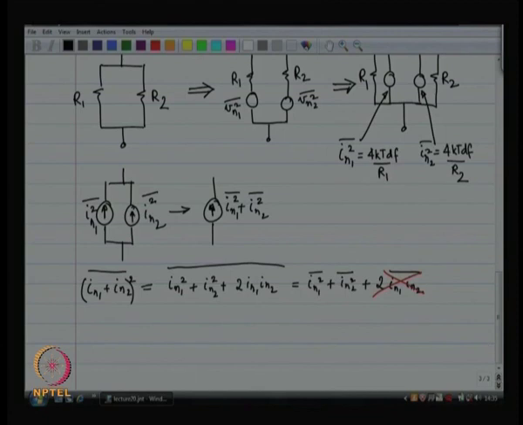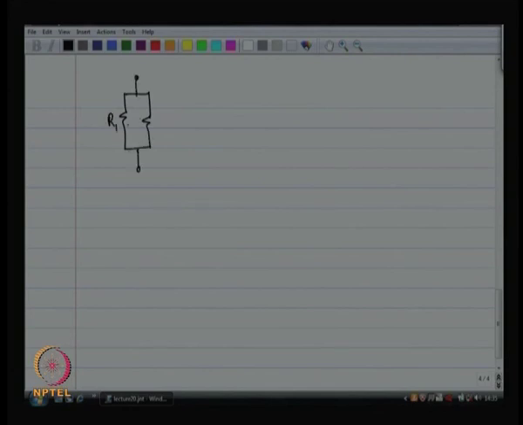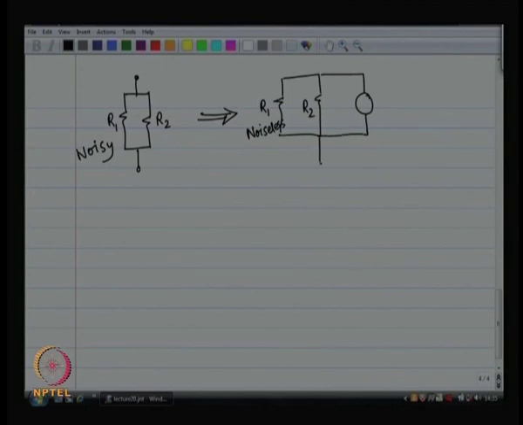So, what that means is the following, that R 1 noisy, R 2 noisy combined can be equivalently represented as R 1 noiseless in shunt with R 2 noiseless in shunt with a current source which has a mean squared current that is equal to I n 1 squared plus I n 2 squared, mean of each, which is equal to 4 k T d f by R 1 plus 4 k T d f by R 2. Right? This is the story so far.